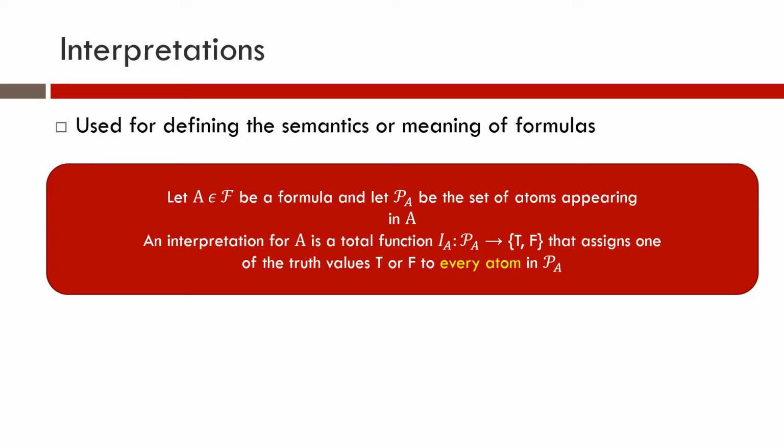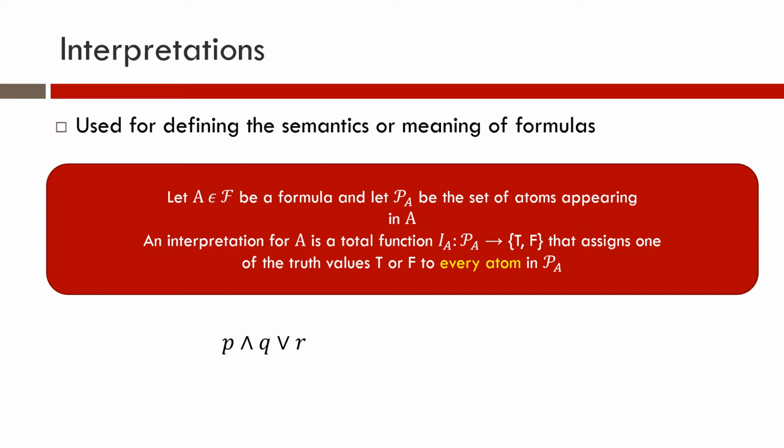So an interpretation for A is a total function that assigns one of the truth values, either true or false, to every atom in PA, every atom in the set PA. We will see an example.